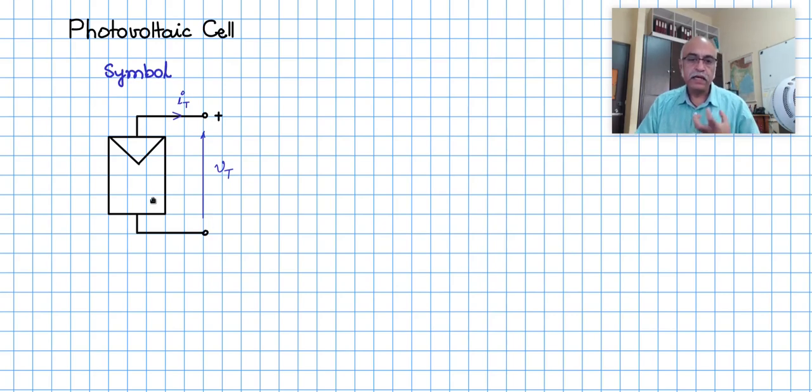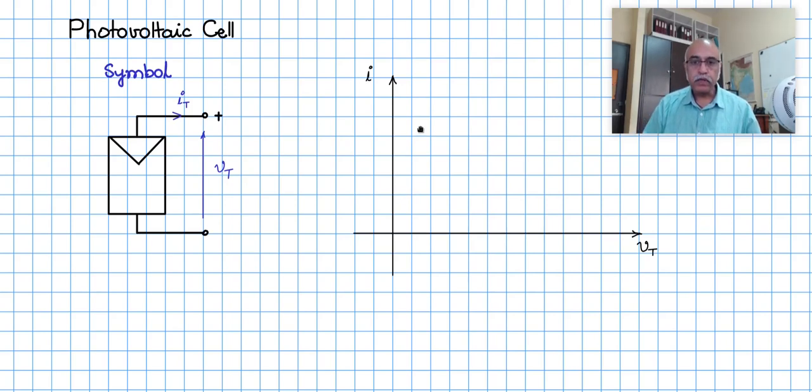And most of the devices are characterized by these two variables: the voltage across the device and the current through the device. And the IV characteristics are an important graph which gives insight into the particular device. So let us draw the IV characteristics. So let me draw the two axes. The x-axis is Vt, the terminal voltage, and the y-axis is It, which is the terminal current.